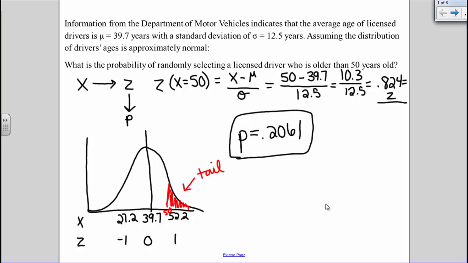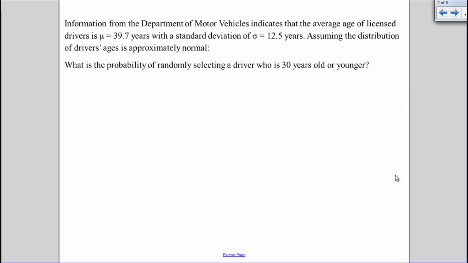Or we could say there's a 20.61% chance of randomly selecting a driver from the population of drivers that's older than 50. Or we could just stick with the original question and say the probability of randomly selecting a licensed driver who is older than 50 years old is 0.2061.